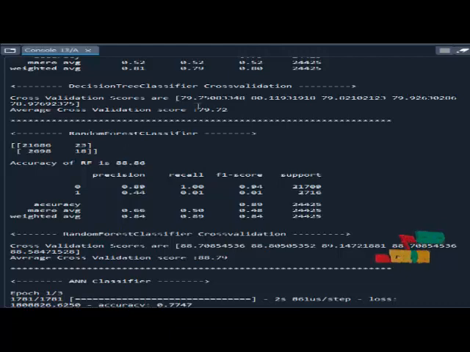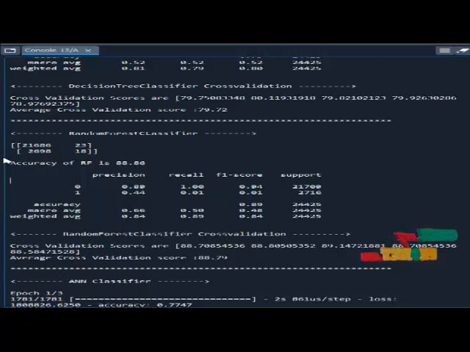Next we are going to see the random forest classifier. Random forest classifier is a popular machine learning algorithm that belongs to the supervised machine learning technique. It can be used for both classification and regression problems. It is based on the concept of ensemble learning, which is the process of combining multiple classifiers to solve a complex problem and to improve the performance of the model.